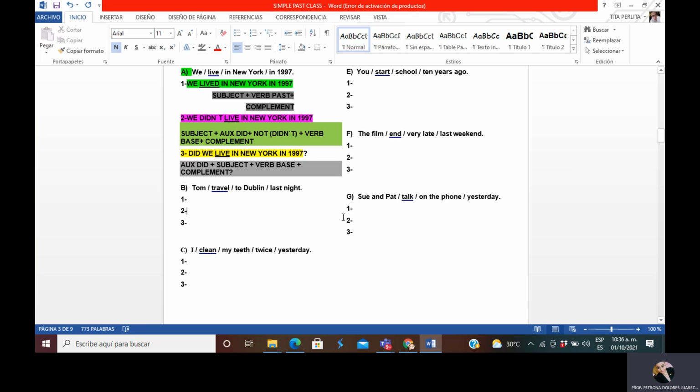Okay, I don't know if you understand it, but then I'm going to make this exercise for you. If you observe, travel is a variable verb because travel is regular and doubles the consonant. So I'm going to say: Tom traveled to Dublin last night. Positive. Negative: Tom didn't travel to Dublin last night.